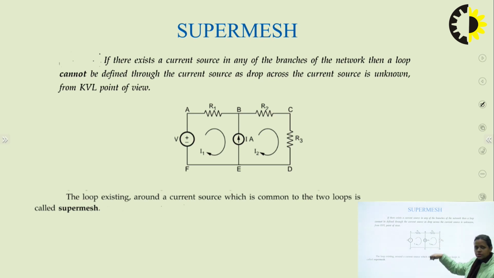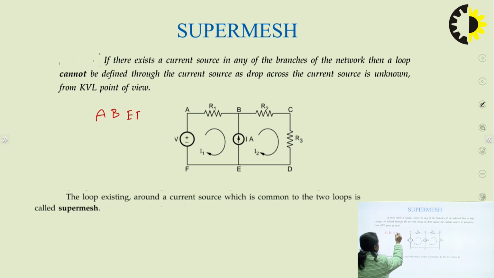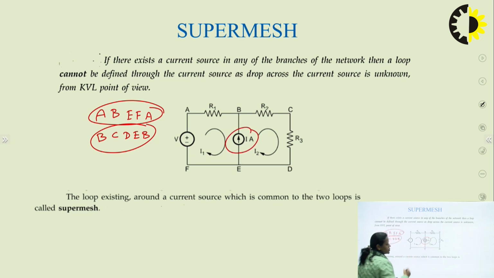So if this is a question and we want to solve it, we have to write the equations. We can't write the equation for these two meshes, A, B, E, F, A, or for B, C, D, E, B, because in both the meshes there is a current source, and we can't write a loop equation by considering this current source, right? So how will we solve this question? We will write the equation for this branch BE and the loop equation.